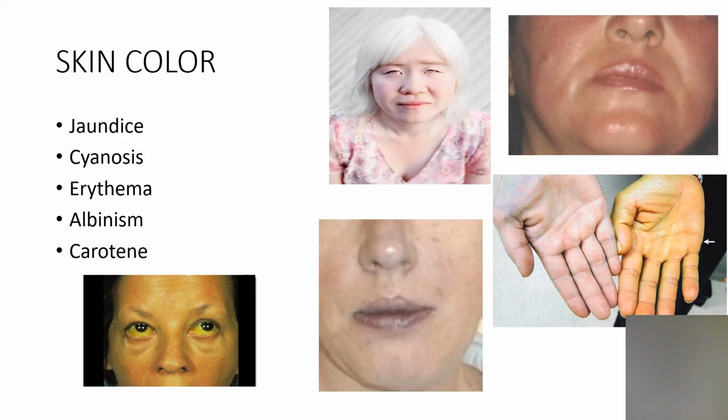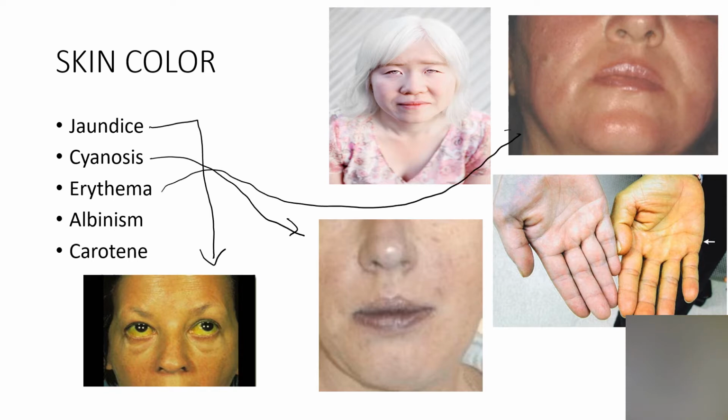As you study the chapter, note the conditions related to skin colors mentioned in the chapter. Conditions that may have to do with liver disease, like jaundice, lack of circulation, like cyanosis, excessive circulation, like erythema, lack of melanin, albinism, or excessive accumulation of vitamin A, carotene, which gives skin an orange hue.